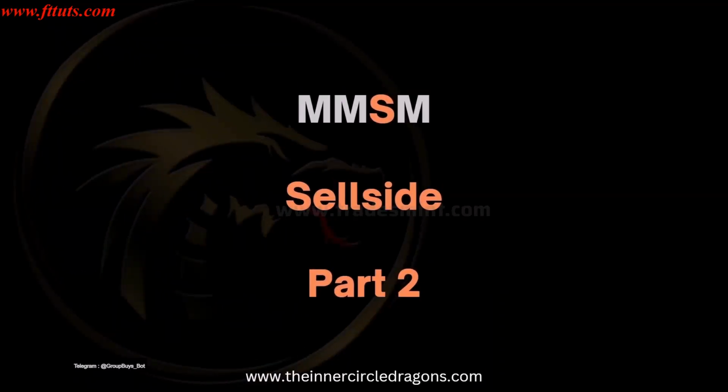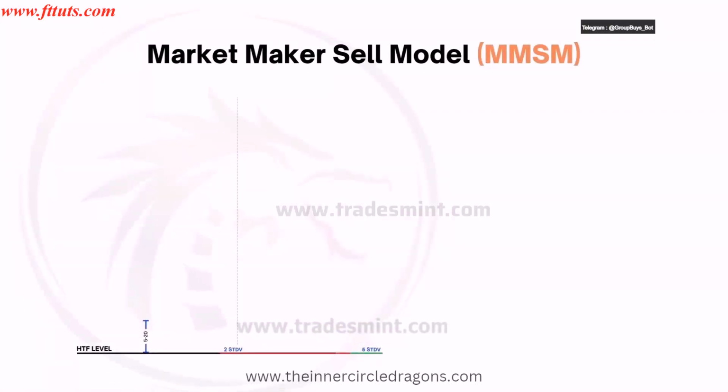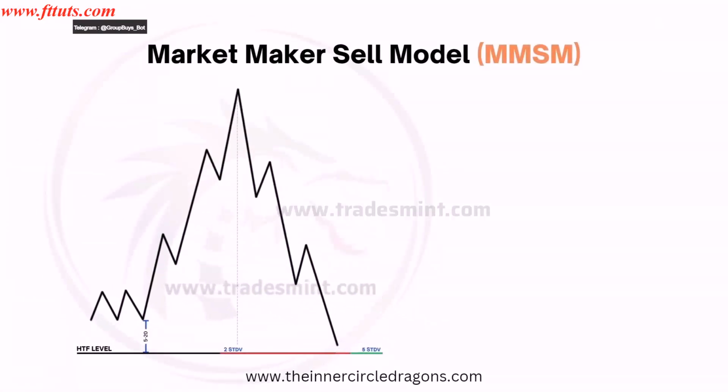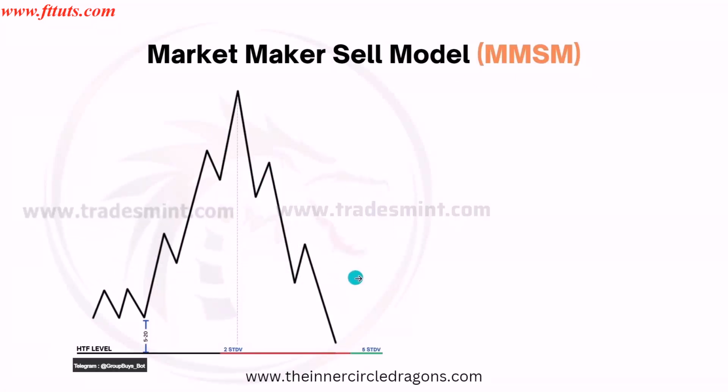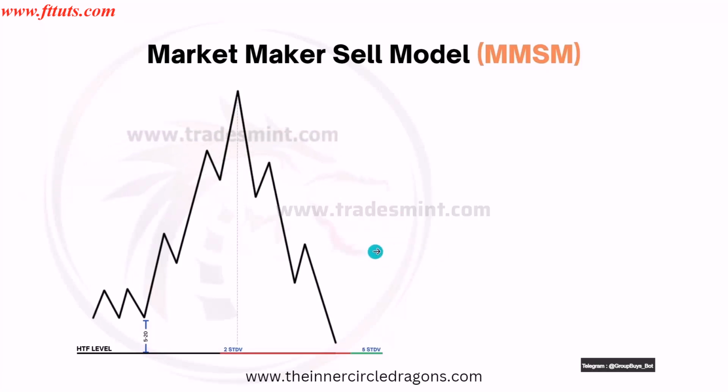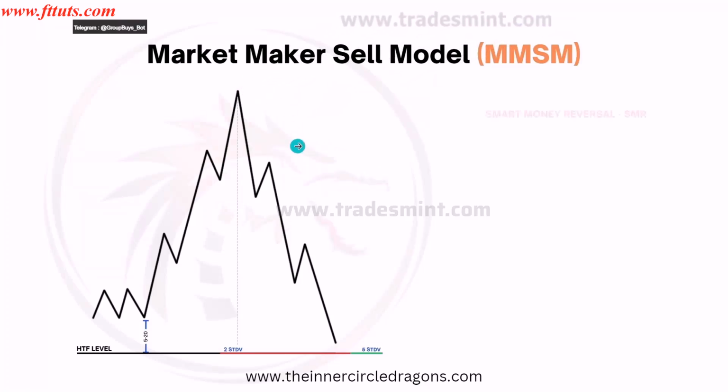This is part two of the market maker sell model, discussing the sell side delivery on the right side of the curve. From our last lesson, we have already discussed the different ways we can grade deviations and how we can arrive at a calibrated terminus. Now let's get into a little bit more detail about the sell side delivery within the sell program.